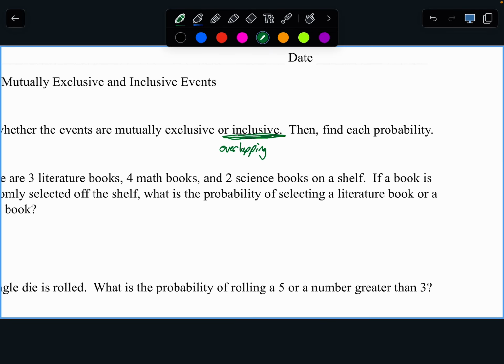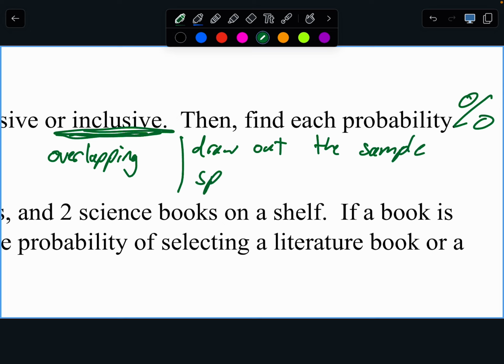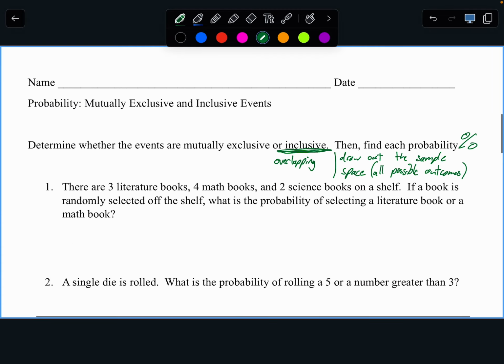It says then find each probability. That's exactly what we're going to do. We're going to find it as a percent. We're going to determine if it's mutually exclusive or overlapping. Then we're going to find the probability as a percent. Finally, we're going to add one more thing to our directions, and that is to draw out the sample space. Draw out the sample space. There's just a list of all the possible outcomes.